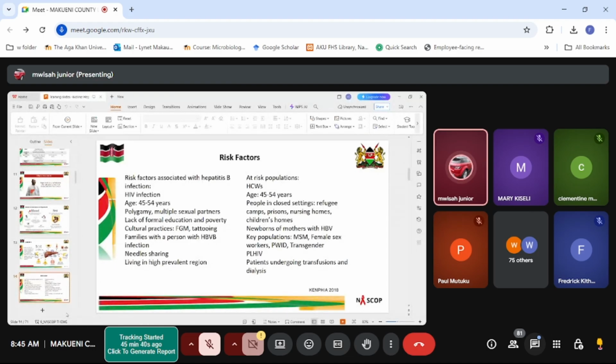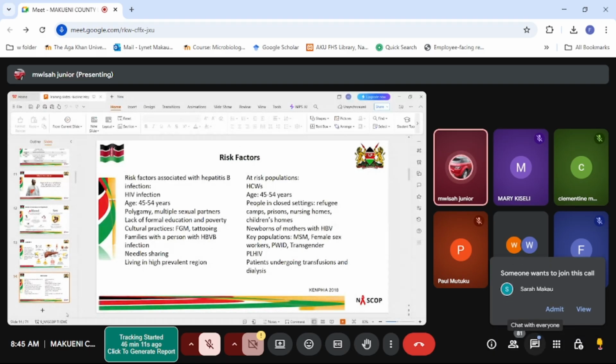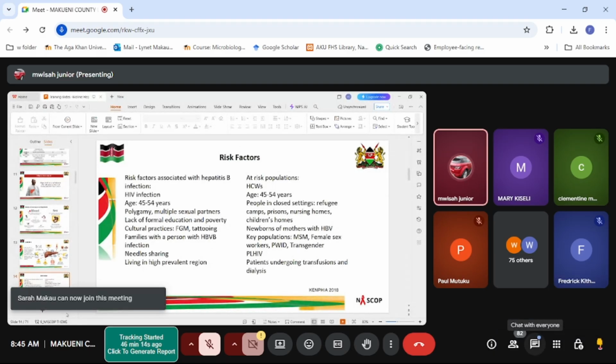Then the populations at risk are healthcare workers, individuals, and people aged between 45 to 54 years. People in closed settings, that is refugees, camps, prisons, nursing homes, children homes, newborns of mothers with hepatitis B virus, key populations, the MSM, the female sex workers, the PWID, the transgender, and the people living with HIV. Patients undergoing transfusions and dialysis are also at risk.